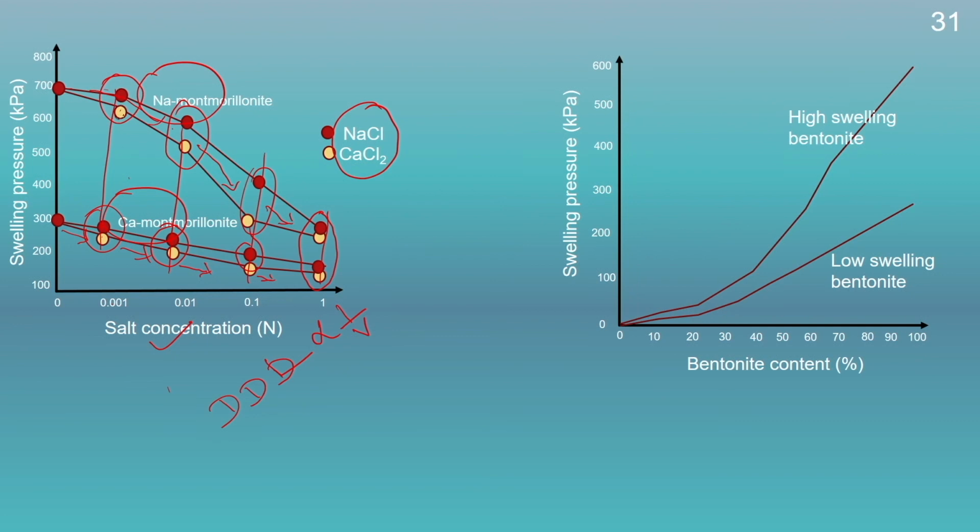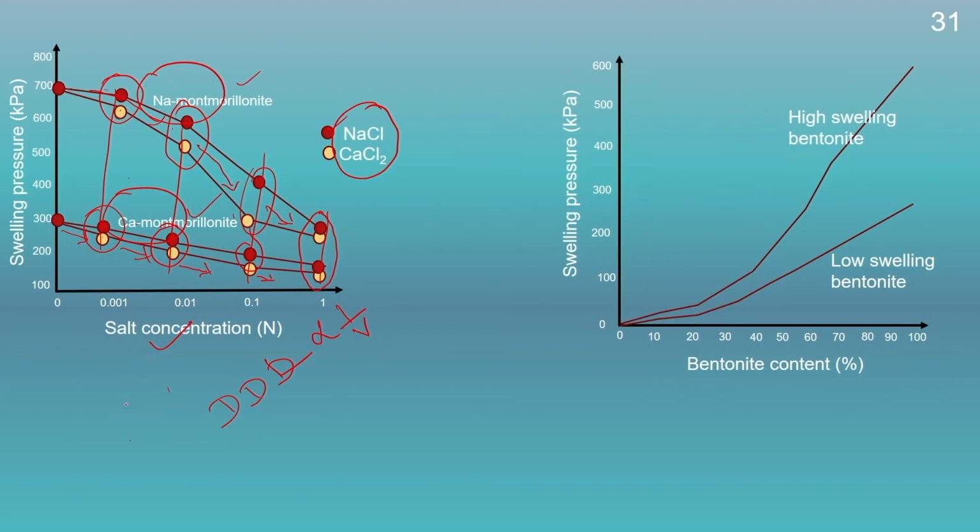As the diffuse double layer thickness is less for calcium chloride, the swelling pressure of the soil will also be less. And if we compare the swelling pressure between sodium montmorillonite and calcium montmorillonite, we could see the sodium montmorillonite will be having a higher value of swelling pressure in comparison to calcium montmorillonite for the same concentration and same type of salt. So, here we can conclude that the swelling pressure of soil sample of calcium montmorillonite and sodium montmorillonite decreases with increase in the salt concentration.